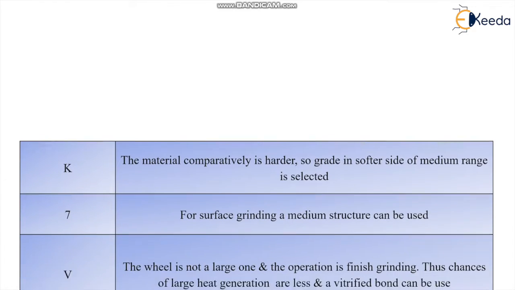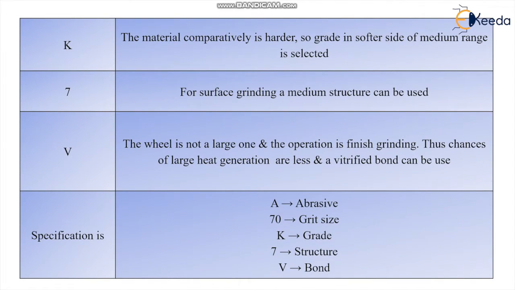Okay, next we can think about the grade. As the material here is comparatively harder, we should choose the grade on the softer side or medium side, so maybe the medium range can be selected. We can select K. Okay, then we talk about the structure. See here, for the surface grinding operation, we can use the medium structure. For the medium structure, the value is up to 7. And here the wheel size is restricted to 150 mm, so it's not a large wheel. And in the finish grinding operation, the chances of large heat generation are quite low, so therefore we can use the vitrified bond for this purpose.